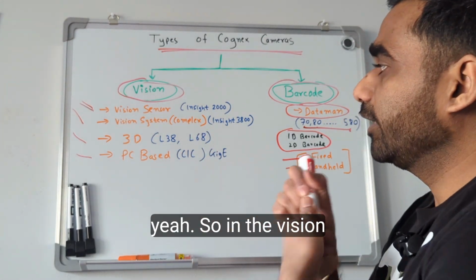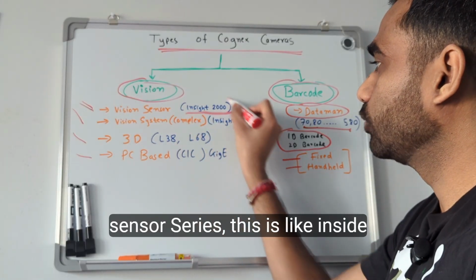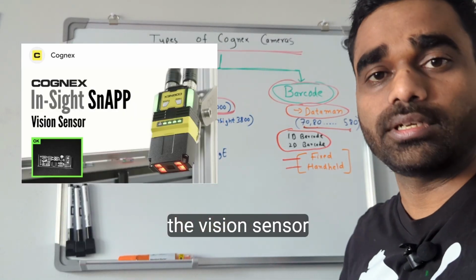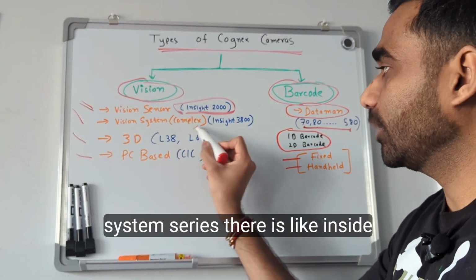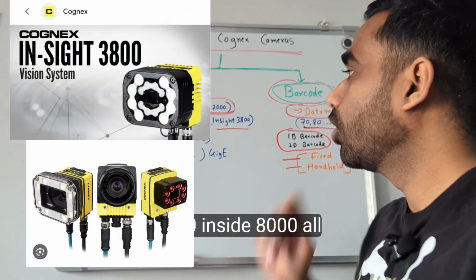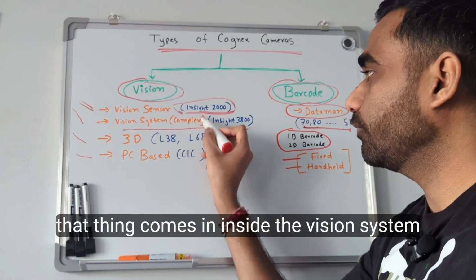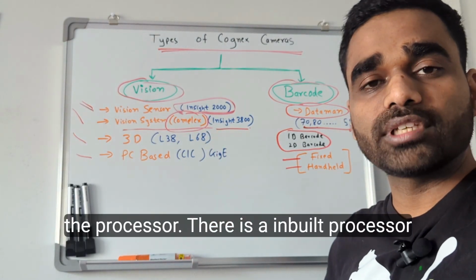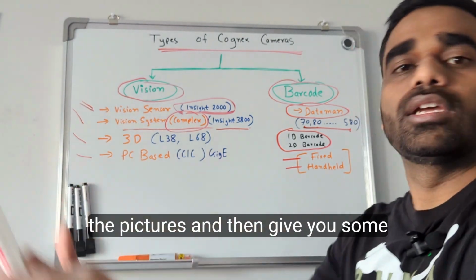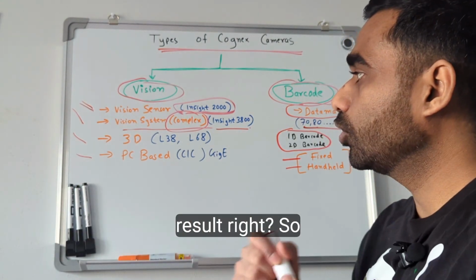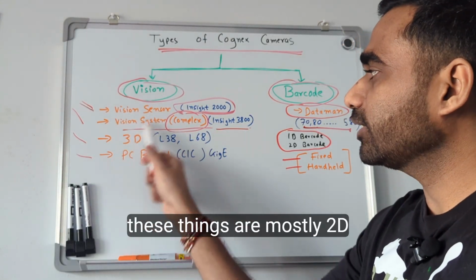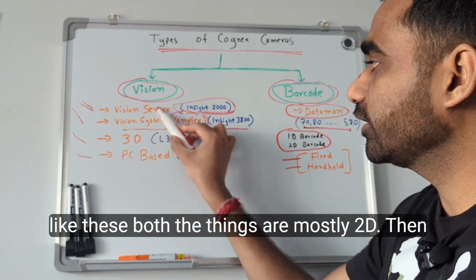In the vision sensor series, there is In-Sight 2000, and I think In-Sight Snap also comes inside the vision sensor series. Then in the vision system series, there is In-Sight 3800, In-Sight 7000, In-Sight 8000. All of these come in the vision system for complex processing. There is an inbuilt processor inside the camera itself which processes all the pictures and then gives you a result, right? So that is what the vision sensor and vision system cameras are. Both of these are mostly 2D.